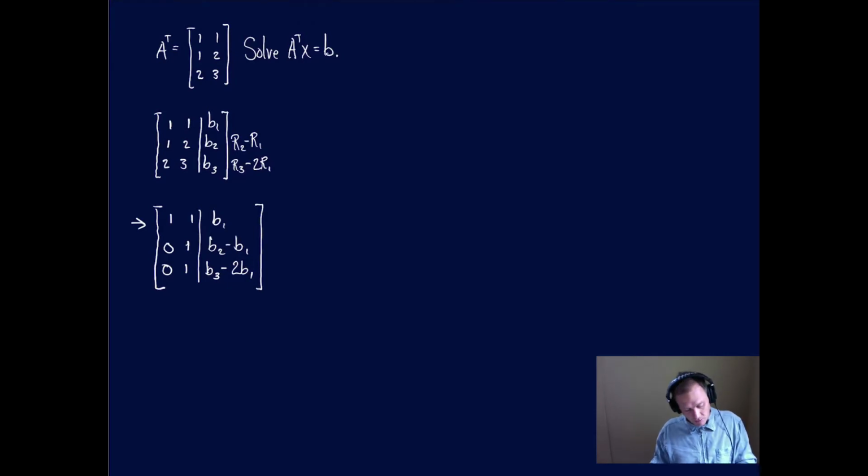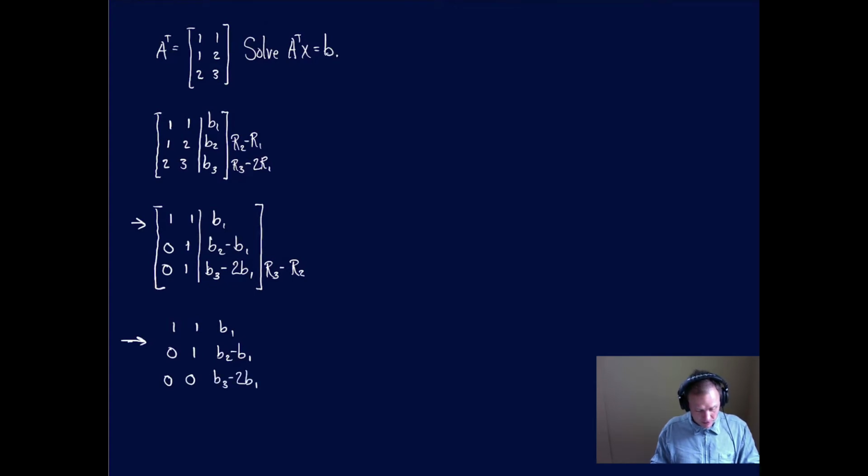Let's take row 3, and we're going to subtract a row 2. So that's going to give me the matrix of 1, 1, B1, 0, 1, B2 minus B1. Sorry, I forgot which row I was on. Now we're working on the third row, so I have a 0. I have a 0. Then I have a B3 minus 2B1, and then I subtract whatever is in B2, which is B2 minus B1. That's my new augmented matrix. Okay, we'll clean that up here soon enough.